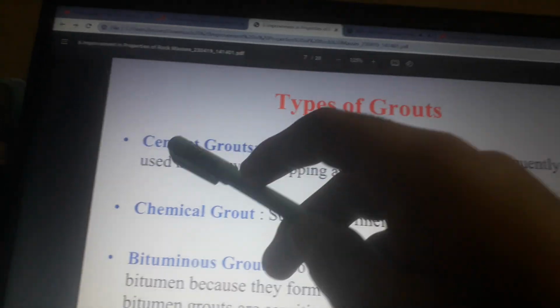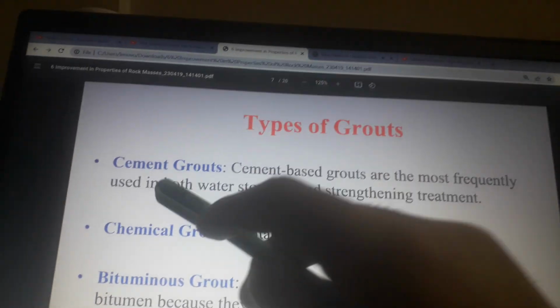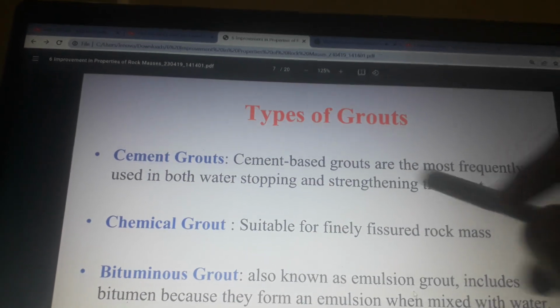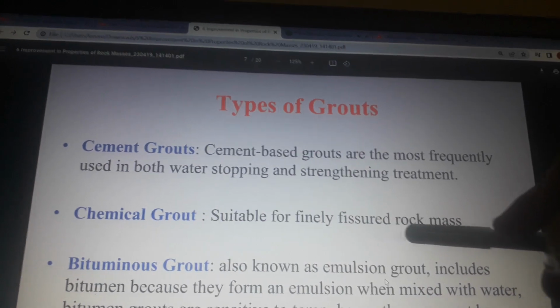Types of grouts. Cement grouts. Cement-based grouts are most frequently used in both water stopping and strengthening treatment. Chemical grout is suitable for finely featured rock mass.